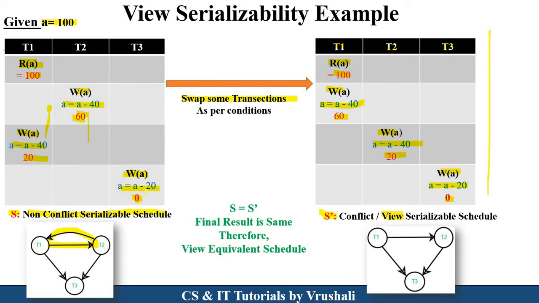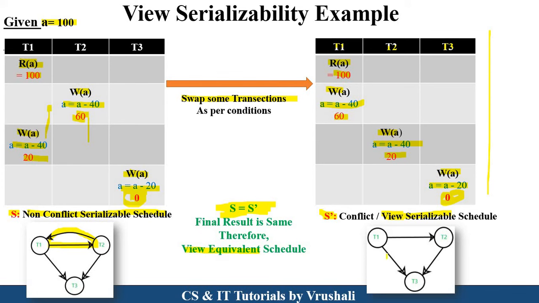Now see here, there is final result 0 and there is also final result 0. So this is called a view equivalent schedule. Means S and S dash are equal, right? Means for viewing purposes they are different, but for performing operation purposes they are equal, right? Now the second condition: you need to identify whether it is a view serializable schedule or not. When they perform equal operations, that is called view equivalent. Now you need to identify view serializable schedule or not, means whether it is in a consistent state or not.